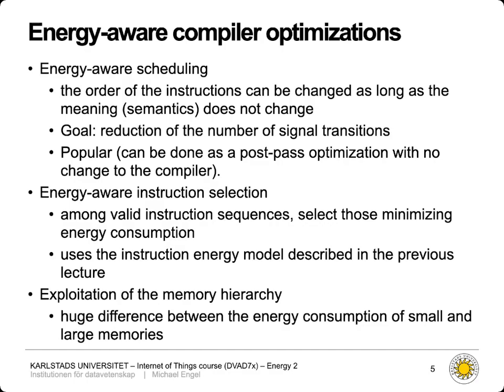And this, of course, requires information about the energy consumption of instructions, so this can make good use of the instruction energy model, which we've described in the previous lecture. And finally, you can already use the compiler to exploit the memory hierarchy, and there are huge differences between the energy consumption of small but fast memories and large and slow memories like DRAM.